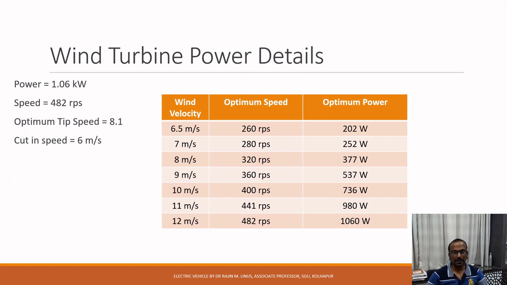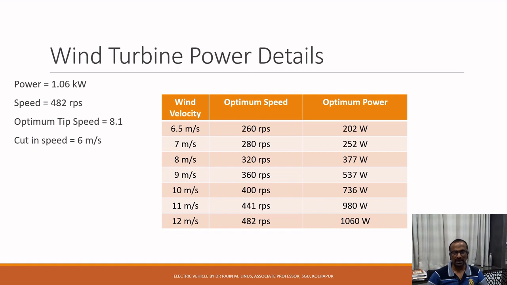So this is the wind turbine power details. Power, as I already told you, is 1 kilowatt, and speed is 482 RPS. Optimum tip speed ratio, typically we have considered as 8.1. Cut-in speed will be 6 meters per second. I have chosen the wind velocity variation region from 6.5 meters per second to 12 meters per second. So 12 meters per second is nothing but the base wind speed.